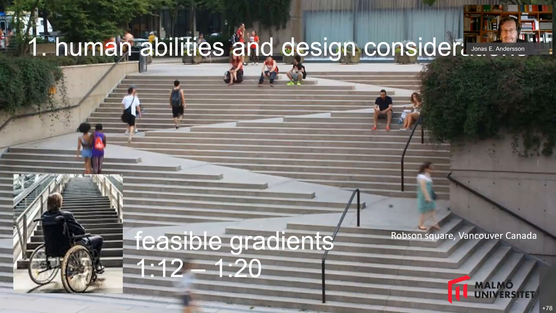So now I've criticized one design, and let's continue to another design. I can just say that a feasible gradient for comfortable individual use for people using a wheelchair is a gradient between 1 to 12 and 1 to 20. Then you will have slopes that are possible to overcome with normal arm strength and with the normal vehicles, that are assistive equipment for people with disabilities.